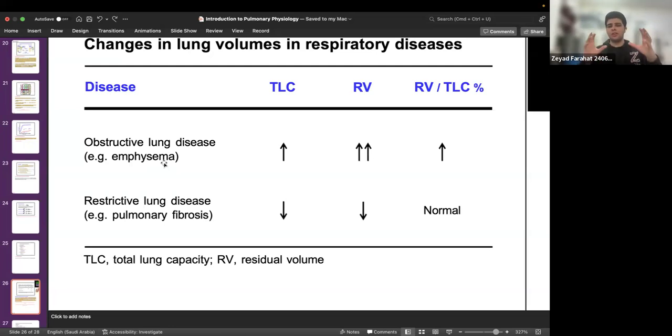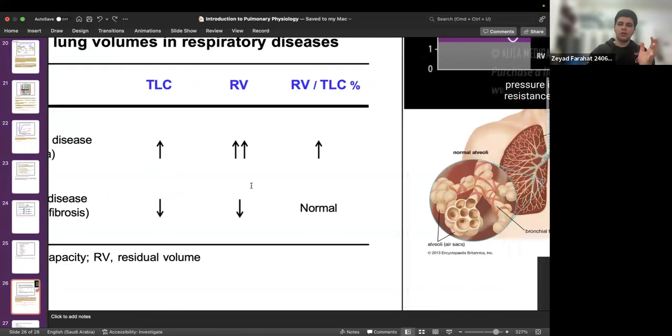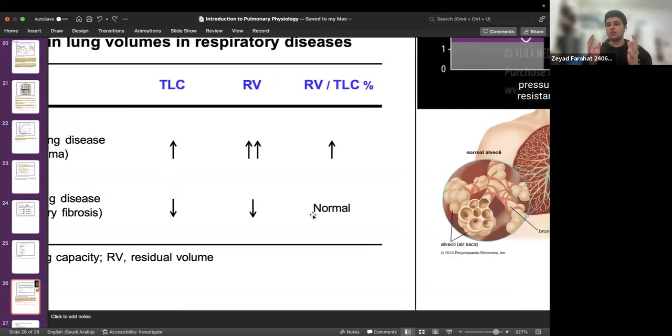Nothing is collapsing. Nothing is happening. So then the ratio at the end of the restrictive lung disease is normal because everything is reduced in the same amount. It's just harder to breathe. It's really hard to breathe, but everything is still normal. All of these volumes are exactly the same in terms of proportions.